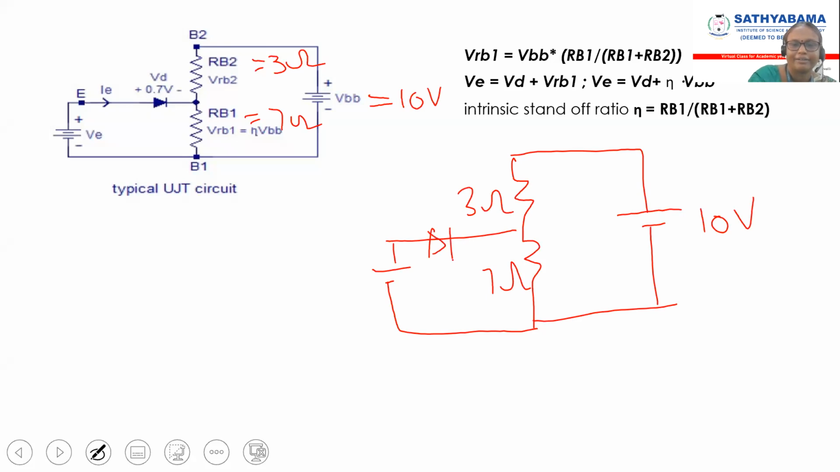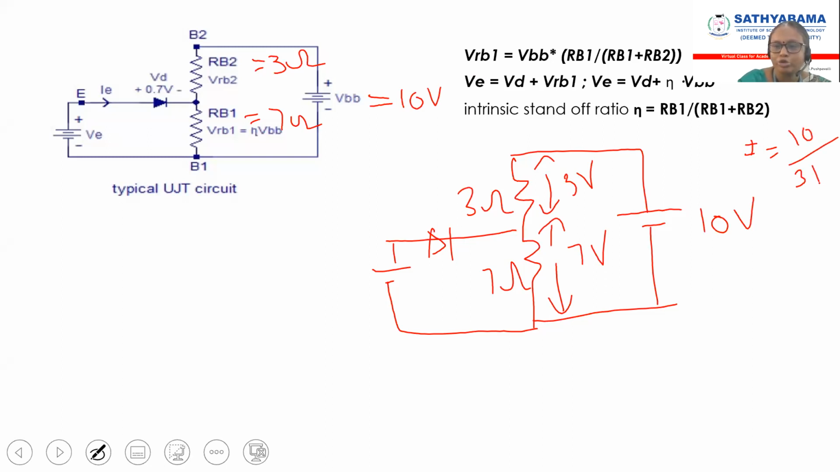Students, tell me, have you calculated the value? VRB2 is 3 volt and this is 7 volt. Totally 10 volt is there. So the voltage drop across here will be 3 volt, and the voltage drop here will be 7 volt. Don't you remember I equals V by R? V divided by R, 10 divided by 3 plus 7. So what is my current value? 1 ampere. So 3 into 1, 3 volt, and 7 into 1, 7 volt.